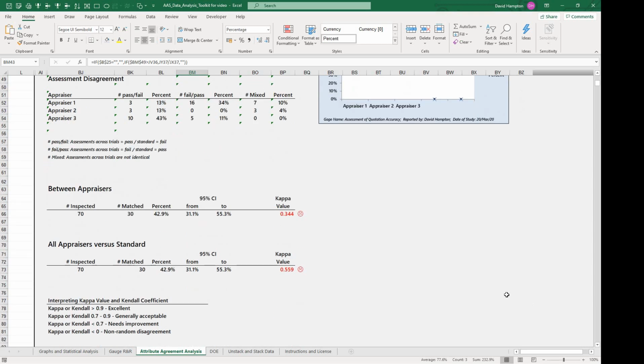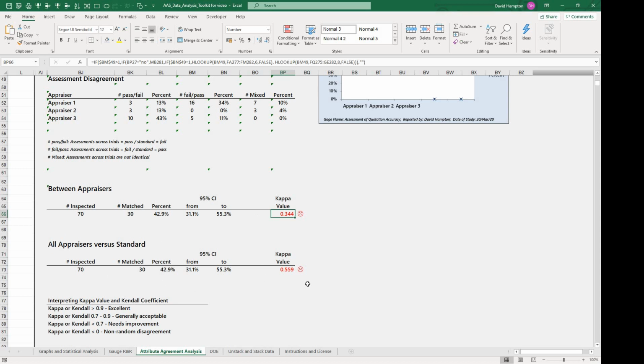And then the next one is between appraisers, which is how well the appraisers agree with each other. They have to give a consistent answer, that is within appraiser agreement, in order to have any chance of agreeing with each other. And in this case they only managed to match 30 out of 70, so very poor Kappa value for this particular study.